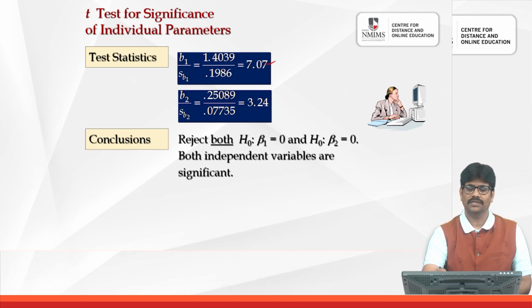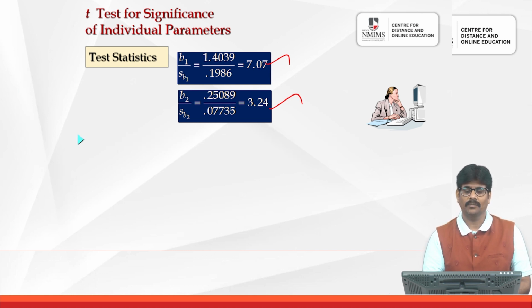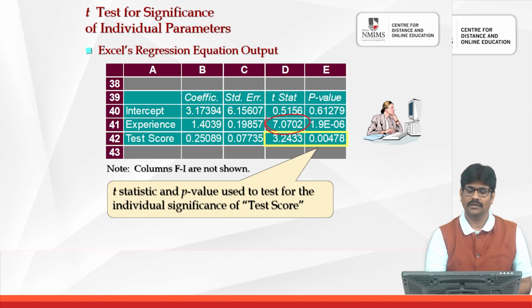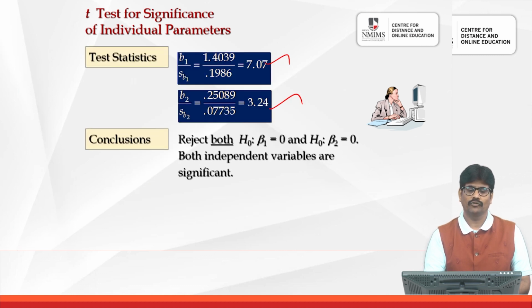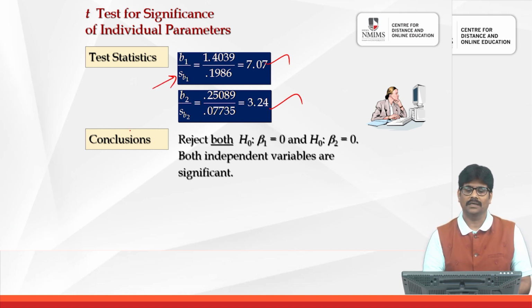So, this is the calculation for t calculated, and we got 7.07 and 3.24. How do we get the t stat? Using this formula: beta coefficient divided by the standard error. There is a separate calculation for standard error. We do not need to worry about this now, but get an idea of how they are related. So, both independent variables are significant, which again is good news for us.